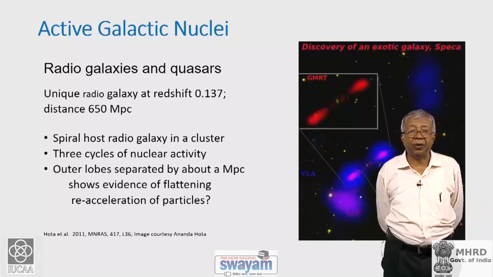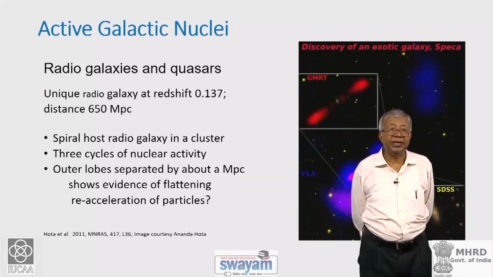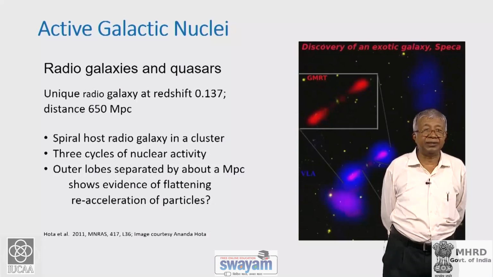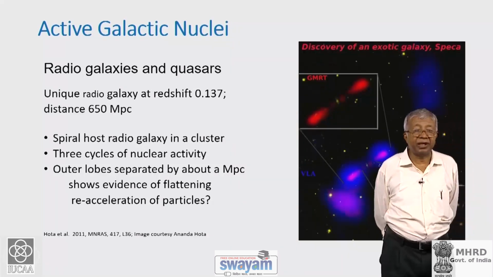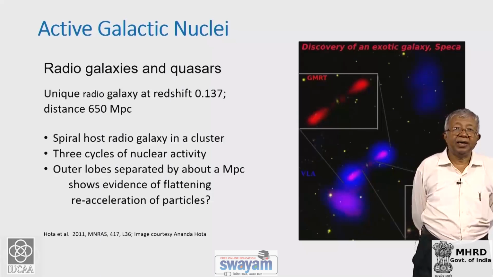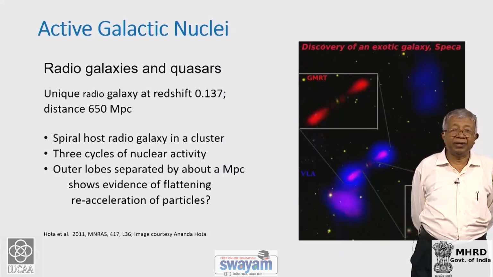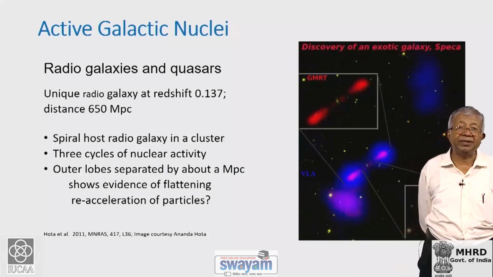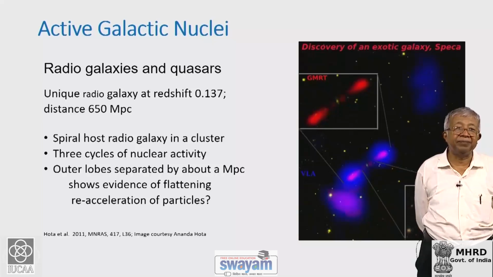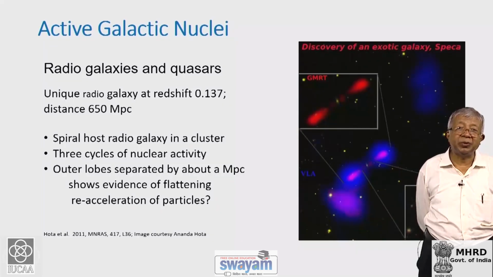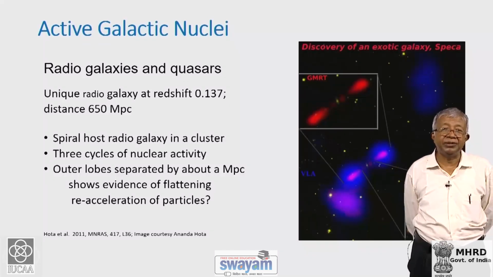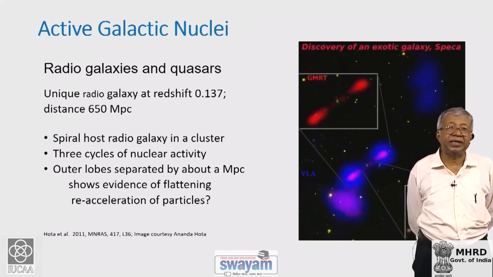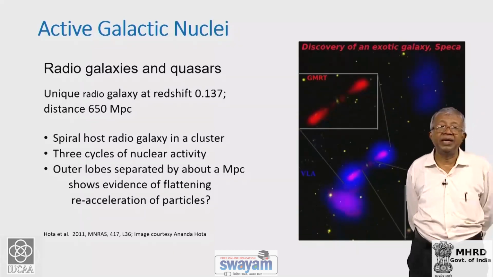I will end today's talk by showing you an example of a somewhat unique radio galaxy. This unique radio galaxy was discovered by Anand Hota, and normally, as I mentioned earlier, radio loud galaxies are associated with elliptical galaxies. Here there is a radio loud galaxy which is associated with a spiral host in a cluster, and it appears to have gone through 3 cycles of activity. Outer lobes are separated by about a megaparsec, and from the existing observations there is some evidence of flattening, and the suggestion is that this may be due to reacceleration of particles in the outer lobes.